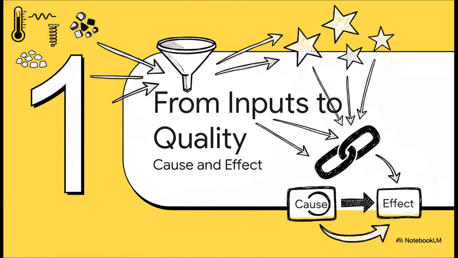First up, let's talk about getting from inputs to quality. The logic here is actually beautifully simple. Any little bit of variation in the things you put into your process, could be temperature, pressure, the raw materials, is going to create variation in the final product. It's just a basic cause and effect relationship you can't get away from.